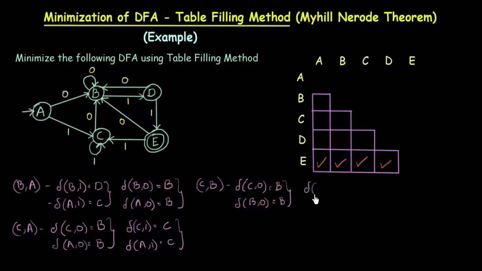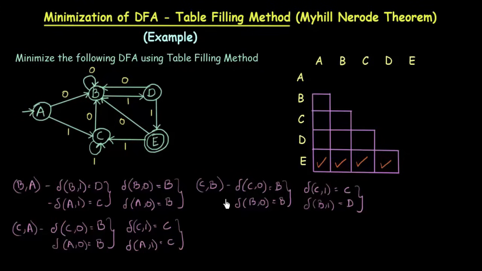And then let's check for inputs 1. C on input 1, where does it go? And B on input 1, where does it go? So C on input 1 goes to C itself, and B on input 1 goes to D. Now we get a pair called CD. Now check if CD is marked. Where is CD? This is CD. CD is not marked, so we don't have to do anything.